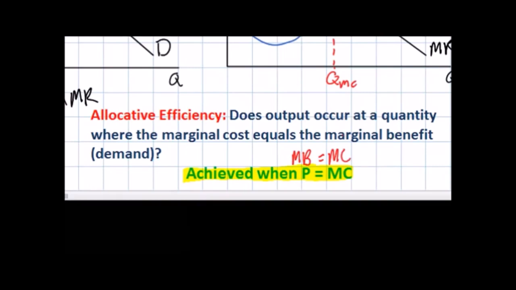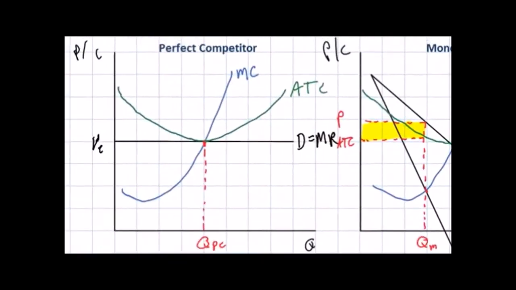So let's begin with productive efficiency. All we're going to do now is look at each of these three graphs and ask the question, does the price equal the firm's minimum average total cost? We'll start with perfect competition. Here we can see that in the long-run equilibrium, in fact, the price equals the minimum average total cost.